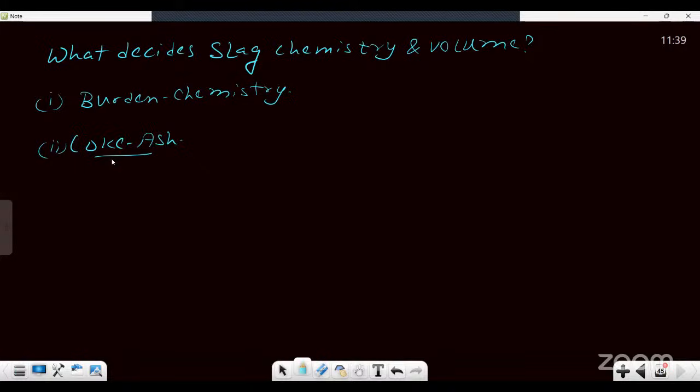Then obviously the slag chemistry is also determined by the type and amount of flux added. Suppose you have added CaO, then obviously the slag will be basic in nature. If you have added MgO, the slag is going to be basic in nature. On the other hand, if you have added Al2O3 or SiO2, the slag is going to be acidic in nature, right? So if you are adding limestone or dolomite, then the slag is basic in nature and more in volume, right?